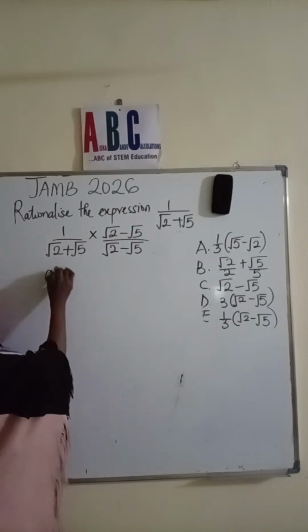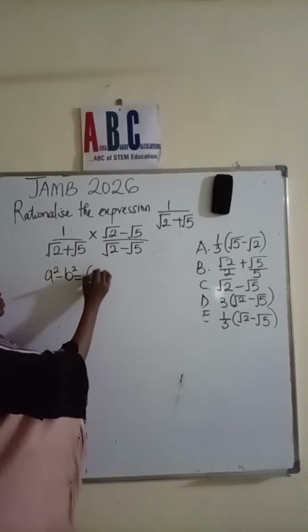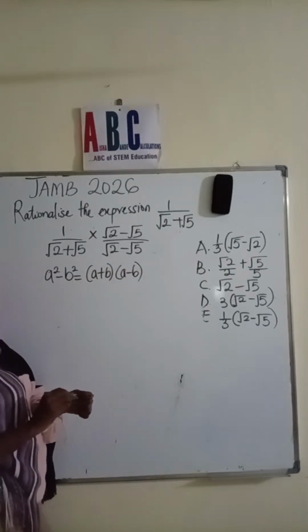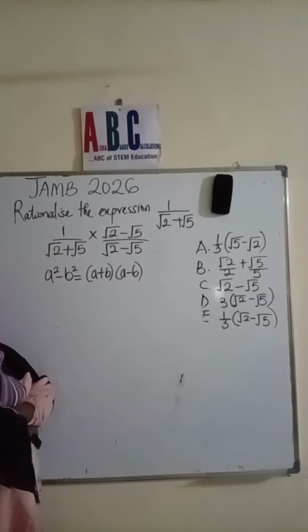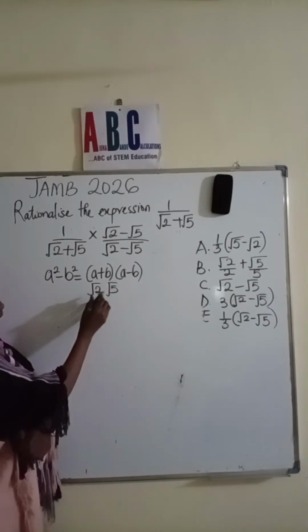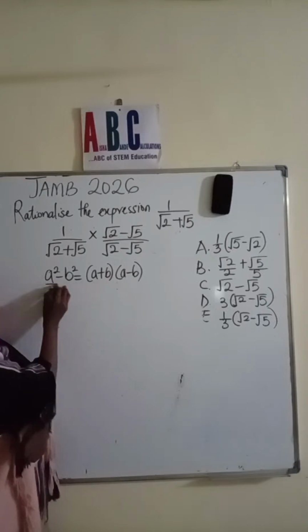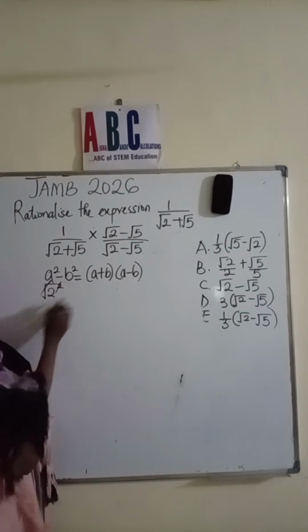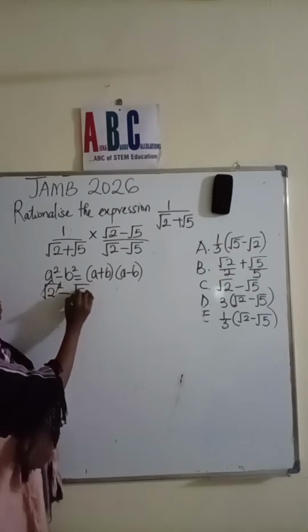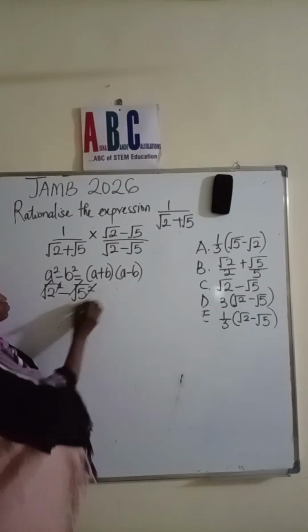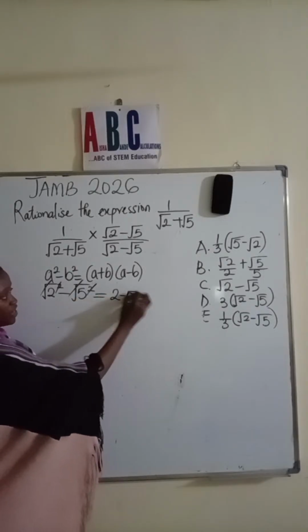Equal to a plus b times a minus b. Yes. So we have root 2 here is the a square. So the square cancels the square root. Minus now the b stands for the root 5 square. So the square root cancels the square. So what we are left with is 2 minus 5, right?